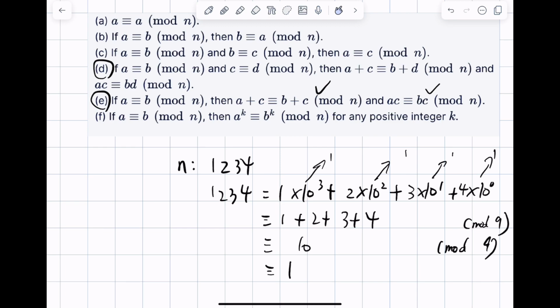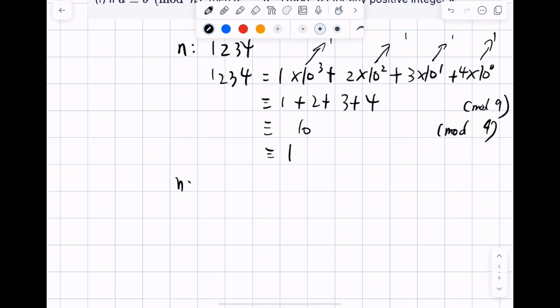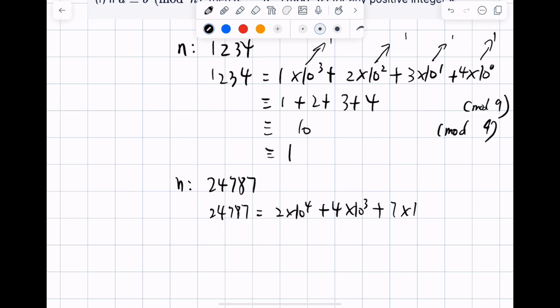So now let's take another example in case you didn't fully get it. Let's say n is equal to 24787, and in decimal we know this is equal to 2 times 10 to the power of 4 plus 4 times 10 to the power of 3 plus 7 times 10 to the power of 2 plus 8 times 10 to the power of 1 plus 7 times 10 to the power of 0.